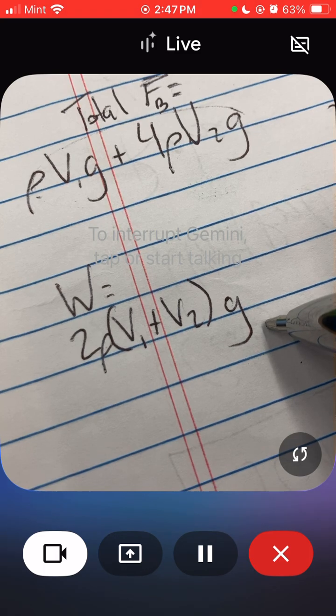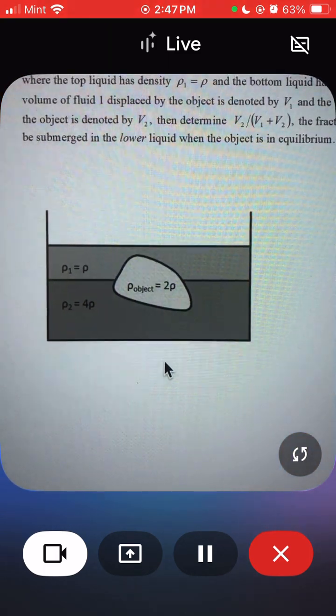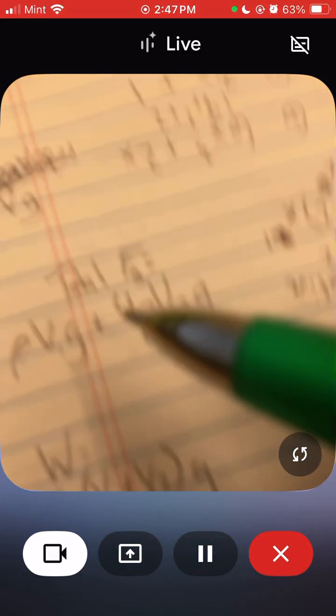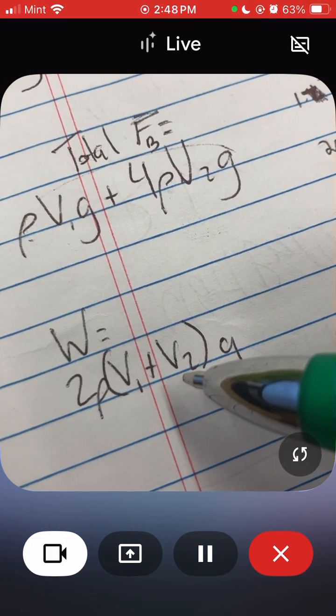That's the weight of the object itself. Now we're going to use those two equations to solve the problem. Do you want to work through the math together? Wait, how did you get this as the weight of the object itself?